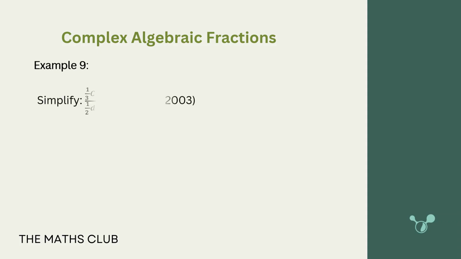Example 9 says that we should simplify 1 over 3c squared minus 2 over 3cd, all over half d squared minus 1 over 4cd. This is taken from WAEC 2003. I want you to pause the video and try this out yourself. Welcome back. Let's solve it together.